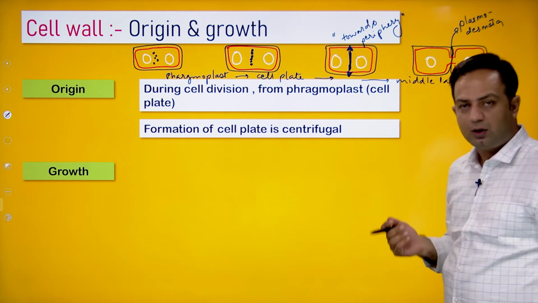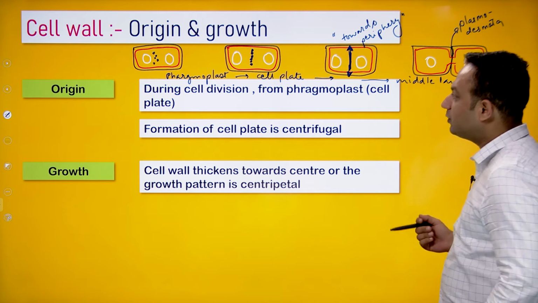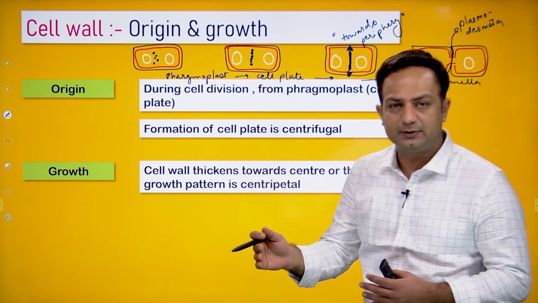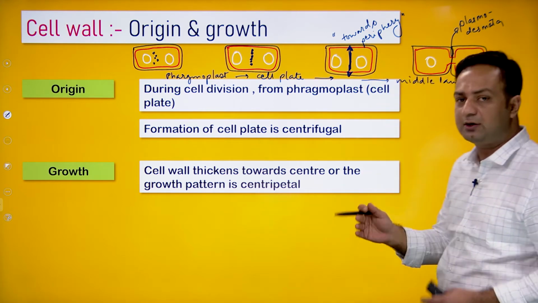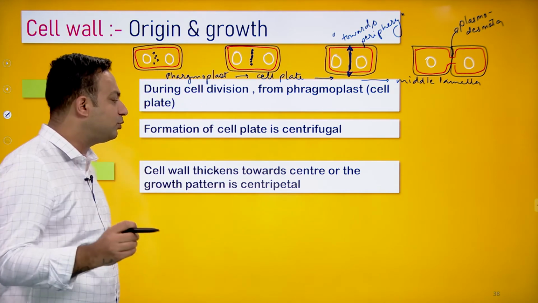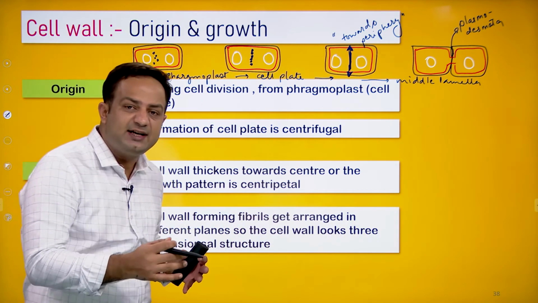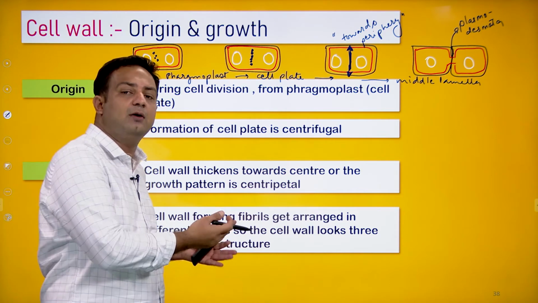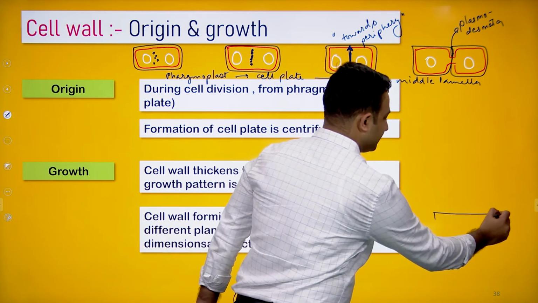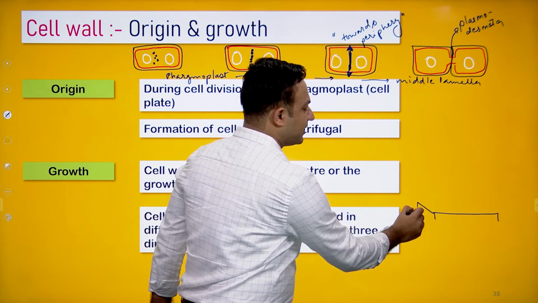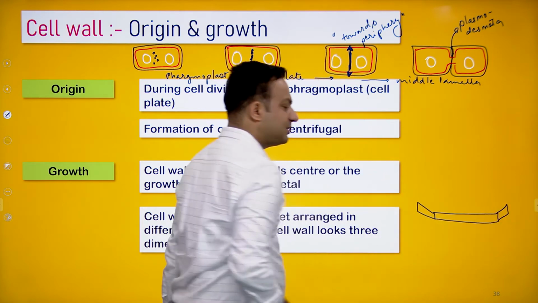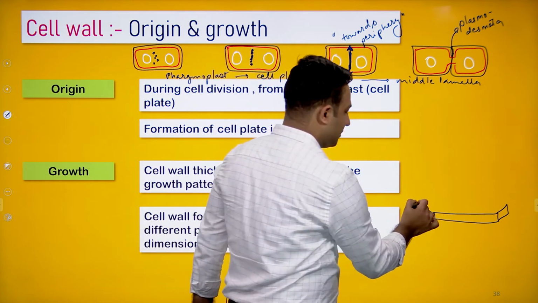Next, the growth. What about the growth? The growth of the cell wall means new layers are getting formed, and they are formed towards the center, right? The growth is towards the center, which means if I make the cell wall, it is going to appear in a 3D manner. And see how the layers of the cell wall are forming towards the center. It is like this. What I am making right now is the middle lamella.